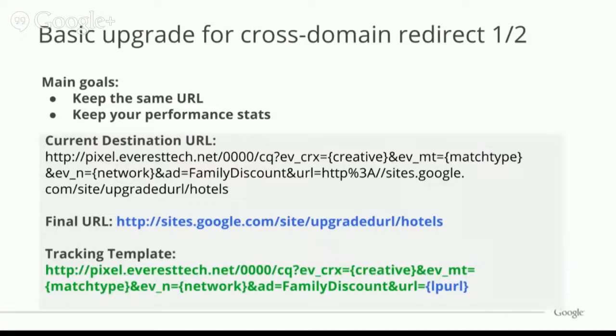Great. Thanks, Katie. So now we'll walk through the steps for the basic upgrade for URLs that are using cross-domain redirects. And as you can see, the main goals remain the same, even if it's for a different type of URL. The basic upgrade is useful for advertisers who want to keep the URLs exactly the same and keep all of your performance stats. So Leo's going to walk us through this again in detail.